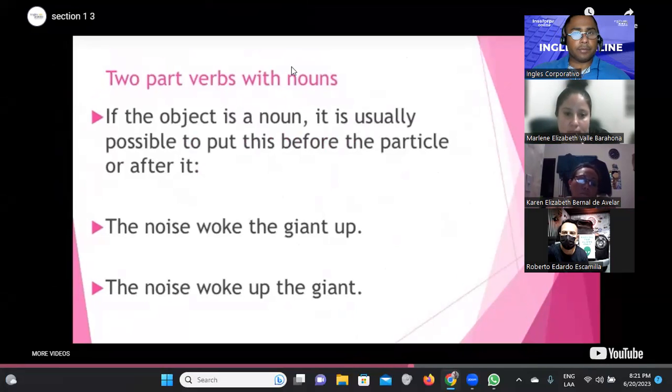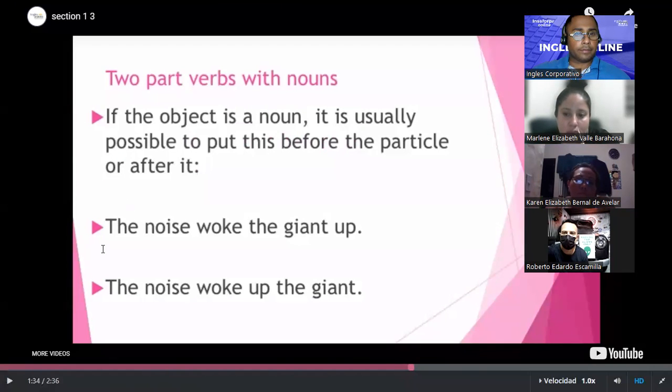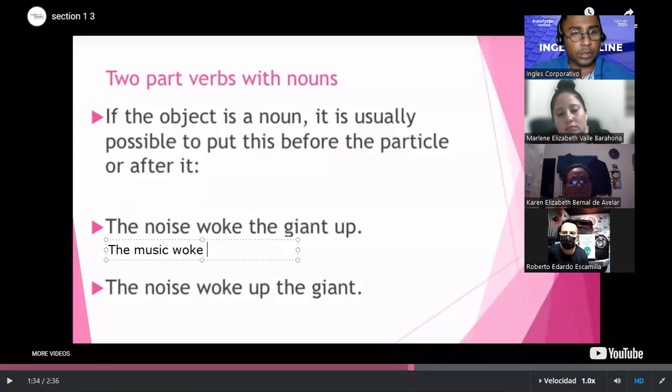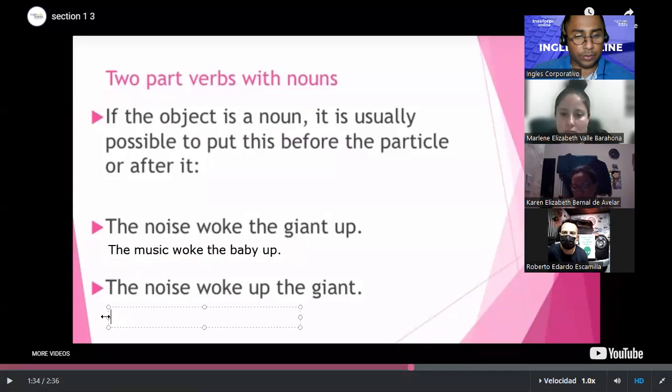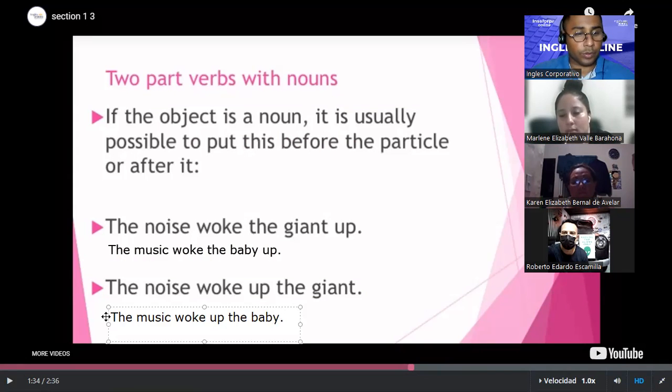I can say, for example, the music woke the baby up. La música despertó el bebé. Or I can say to you, the music woke up the baby. Or you could say, the music woke him up. All are possible.